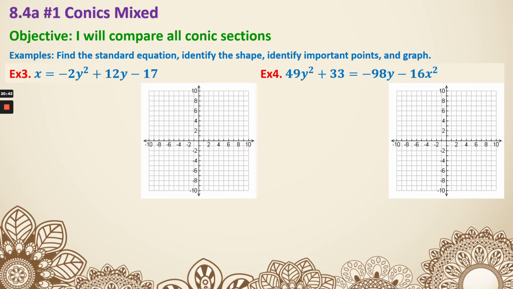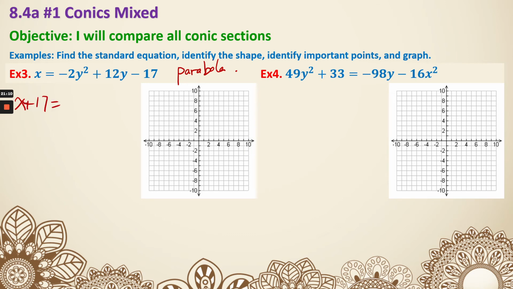Moving on, example 3. This time you can see only y is being squared. That means it is going to be a parabola. So now we need to start rewriting things. For a parabola, things are going to be slightly different. So let's get going. We still need the numbers to be on the left side. So x minus, plus 17.